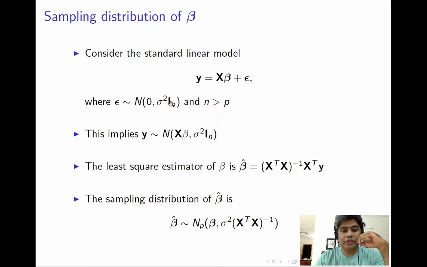Now this assumption immediately implies that y follows a normal distribution with mean x beta and covariance matrix sigma square I. In the last lecture we figured out that the least square estimator of beta is beta hat, which is (x transpose x) inverse x transpose y. The sampling distribution of beta hat follows a p-variate normal with mean beta and covariance sigma square (x transpose x) inverse.